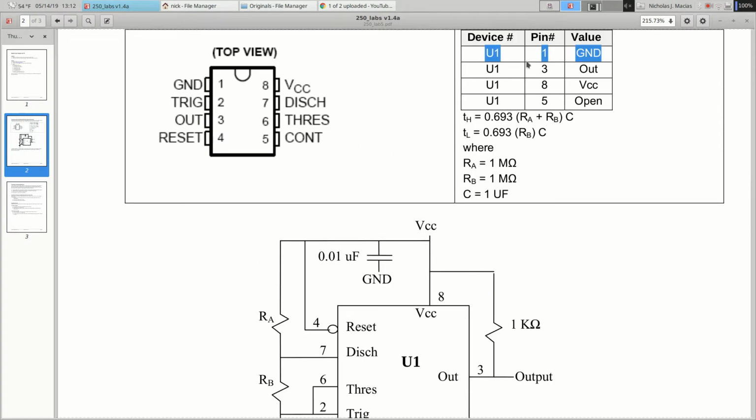If your circuit's not working, that's going to be the first thing you want to check. Did I connect 1 to ground? Pin 5 doesn't go anywhere, that's fine.